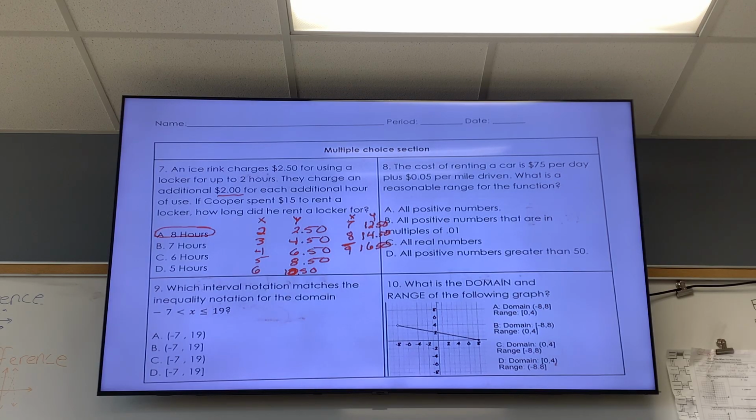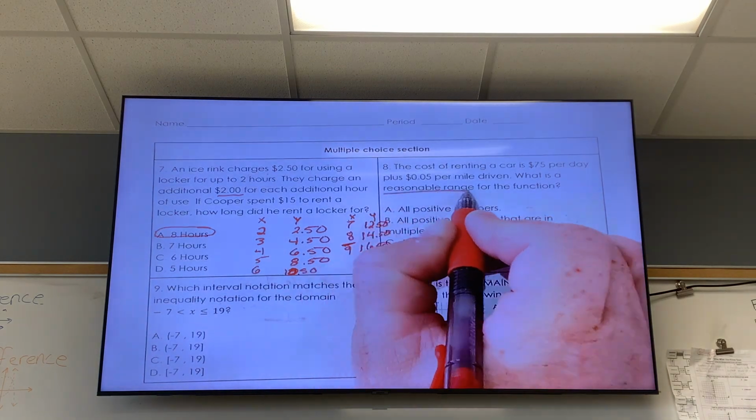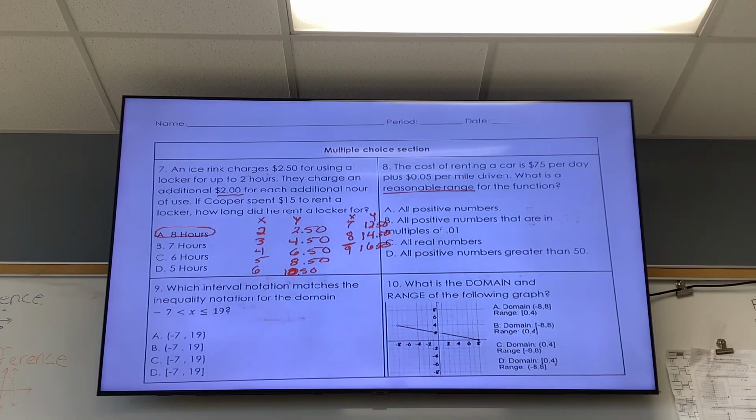Okay, the cost of renting a car is $75 per day plus 5 cents per mile driven. What is a reasonable range for this function? When we're talking about reasonable range, we are talking about our real world situation. Okay, so we're not going to have a negative cost for this vehicle.